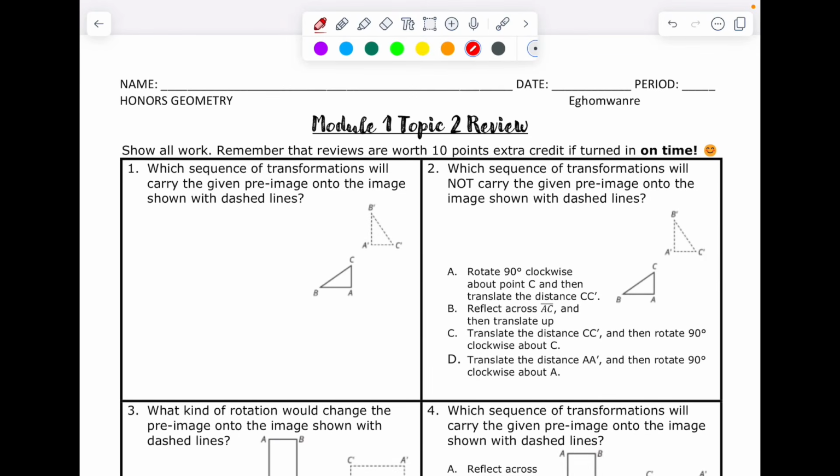Module 1, Topic 2, a review. I know it says honors, but we're going to do this, and this includes on level as well.